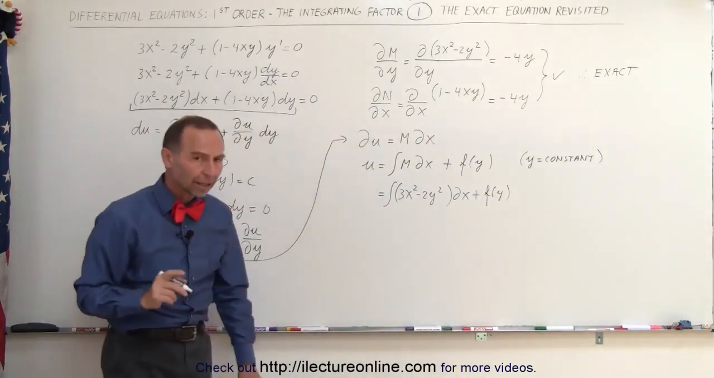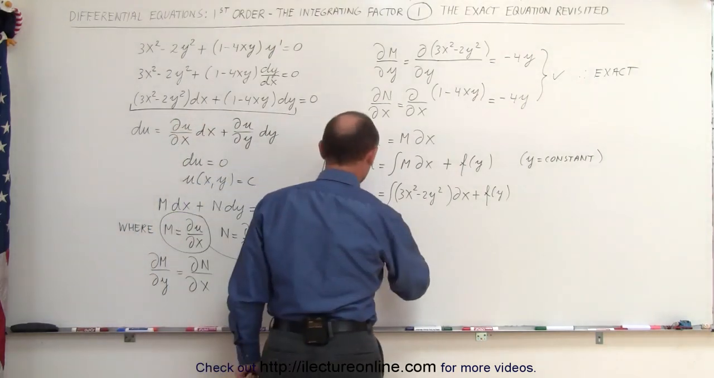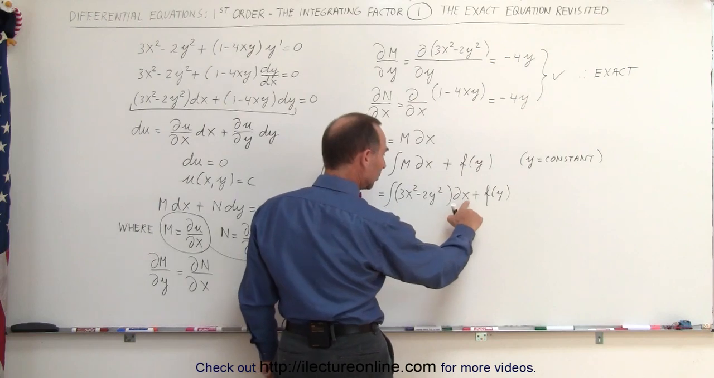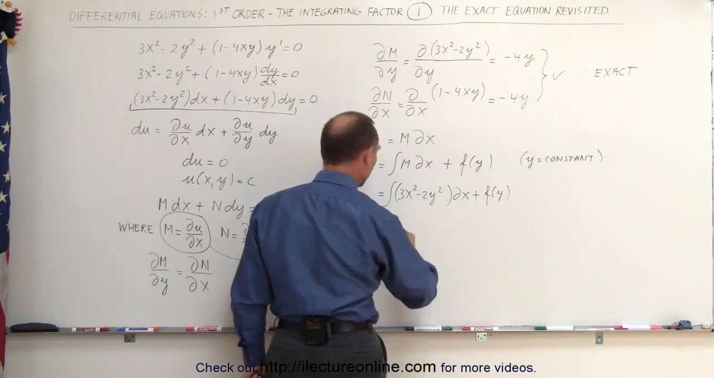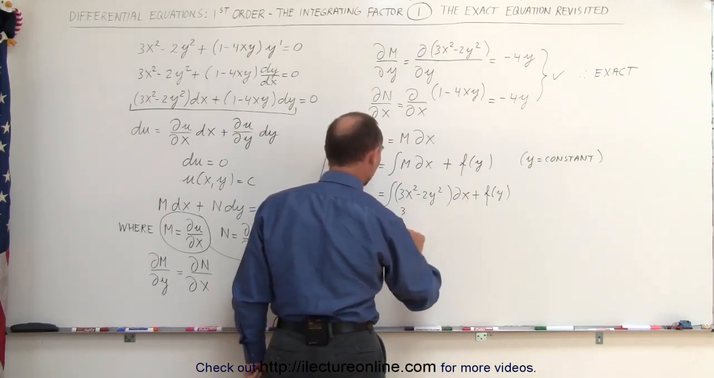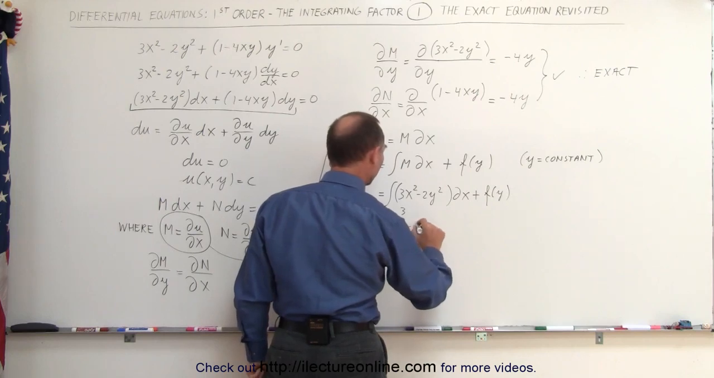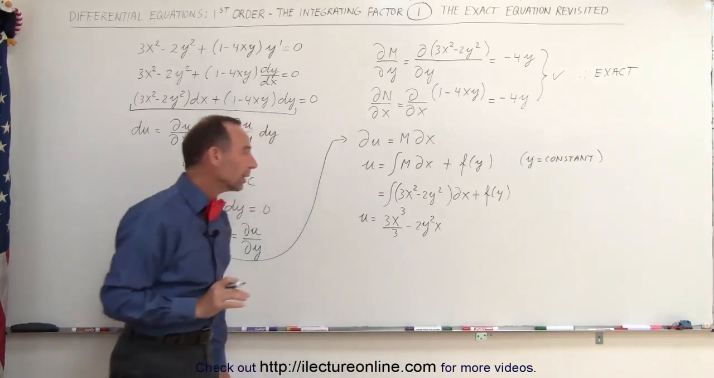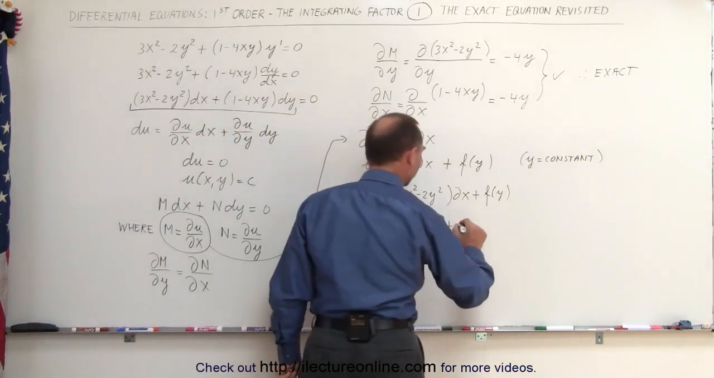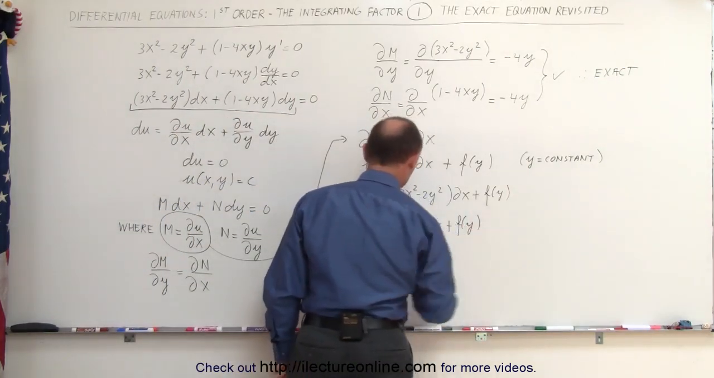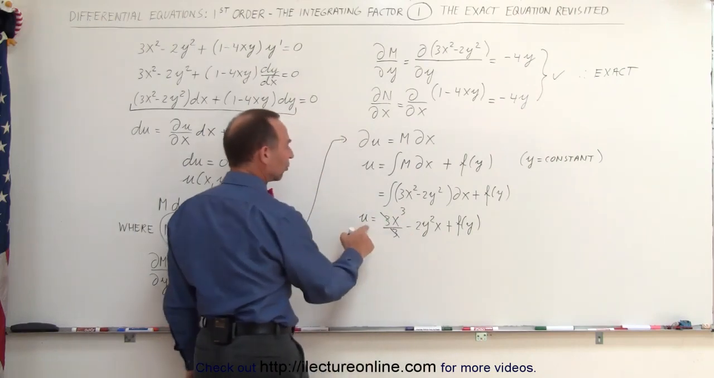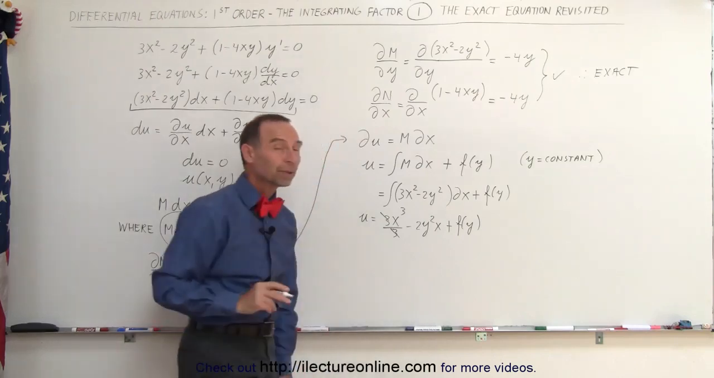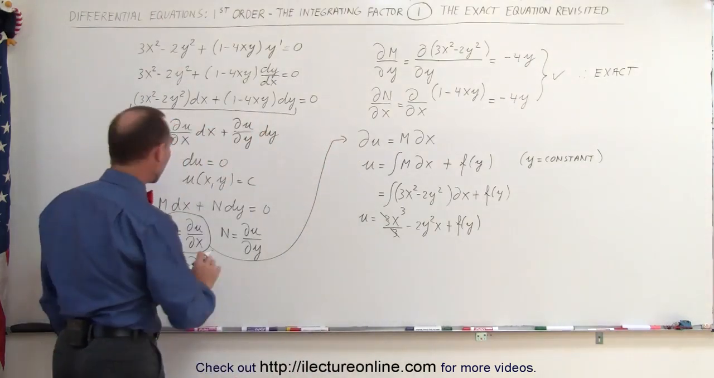If we take the integral of that, we get the following. We get u is equal to, since it's with respect to x, 3x cubed over 3 minus 2y squared x, because of course minus 2y squared would be constant, plus some function of y. Of course, the 3's cancel out, so it leaves us with u equals x cubed minus 2y squared x plus some function of y.